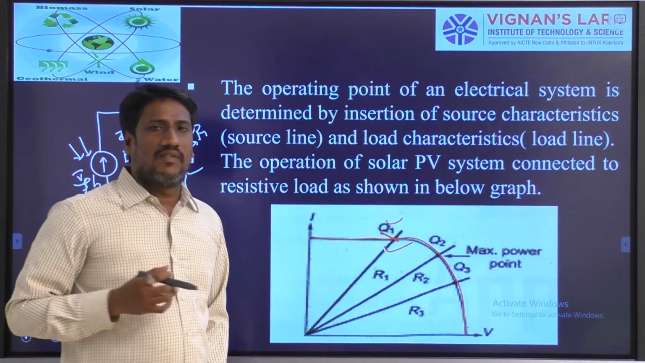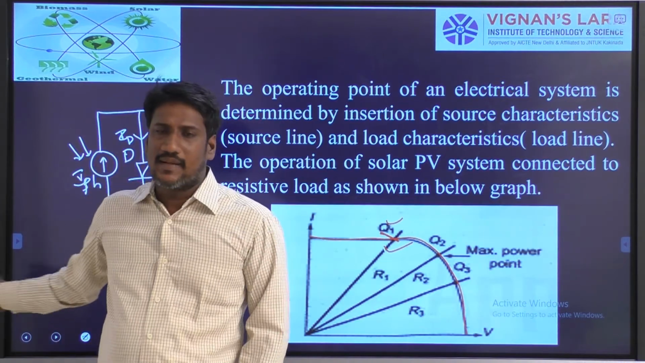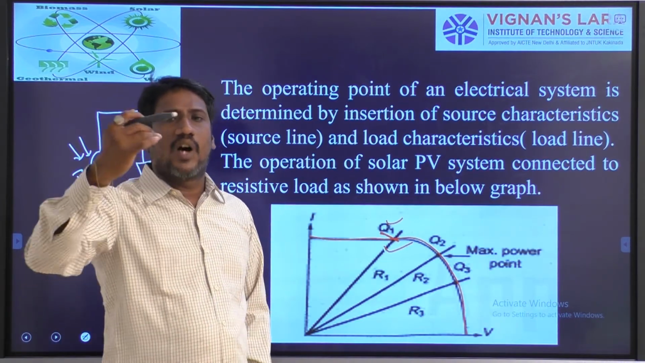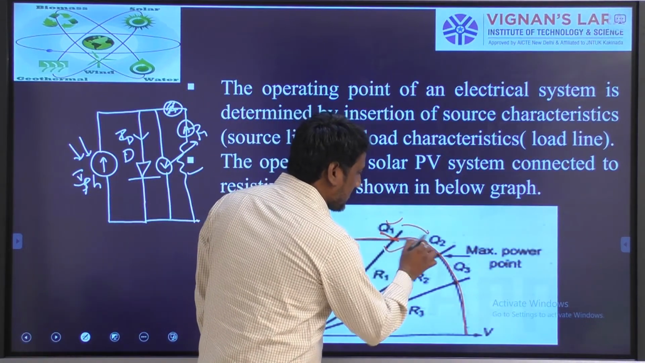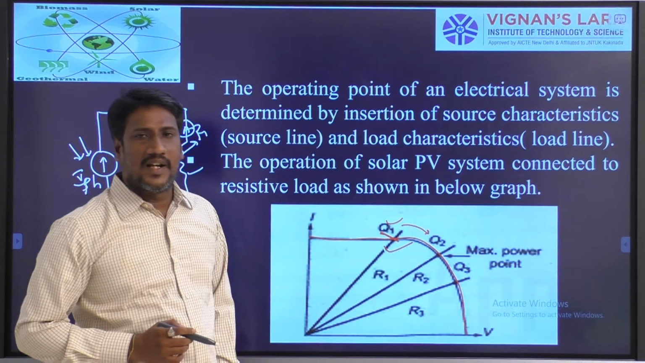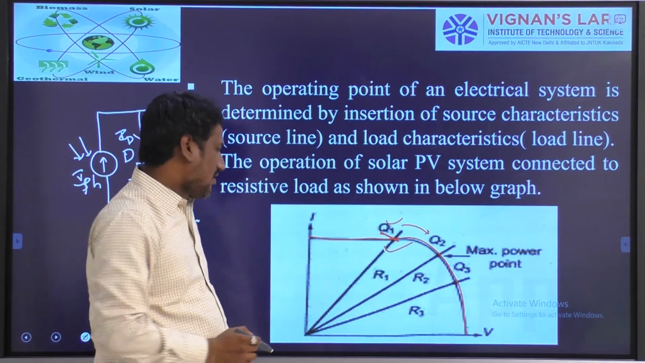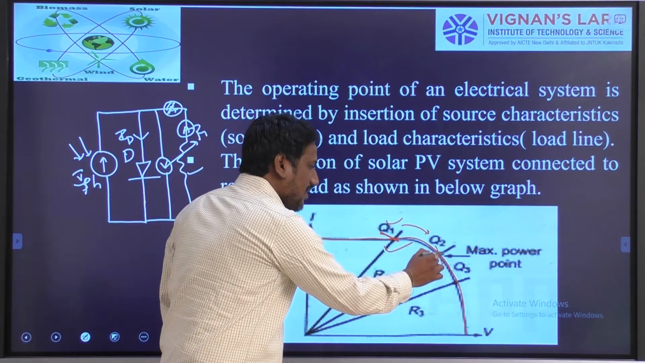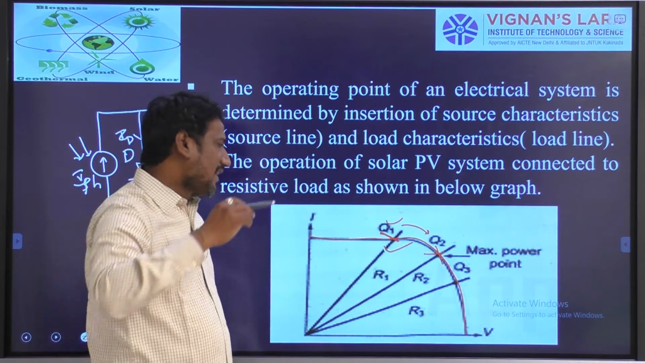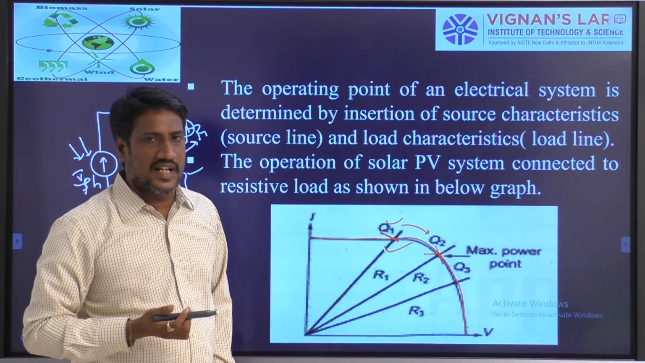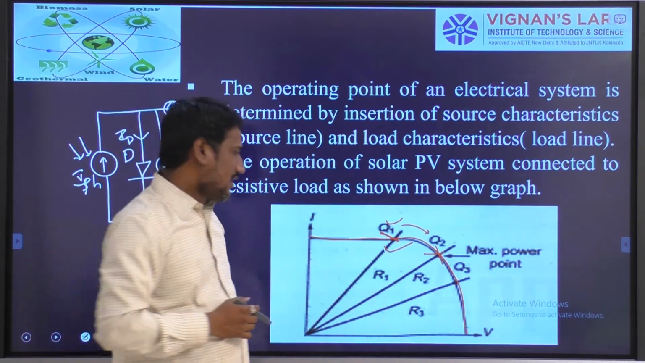Now I am changing one of the characteristics of the load, resistance R1, to R2, such that the operating point changes from Q1 to Q2. I have again drawn the graph, and now the operating point will be this one. The maximum power point will be the operating point. Now if I keep on increasing the resistance from Q2 to Q3, this will be the operating point.